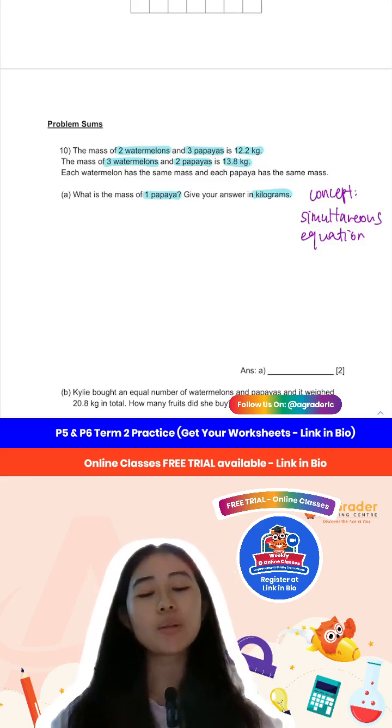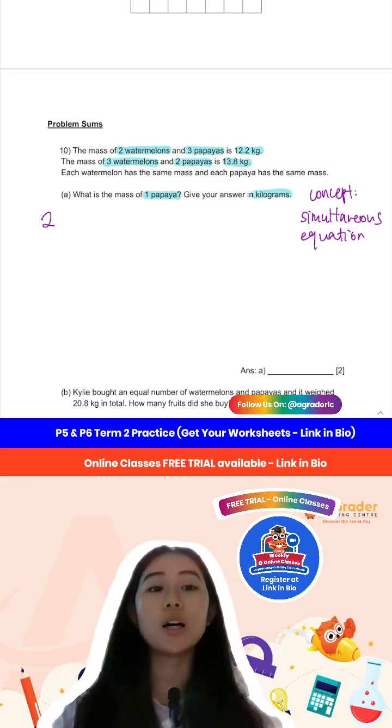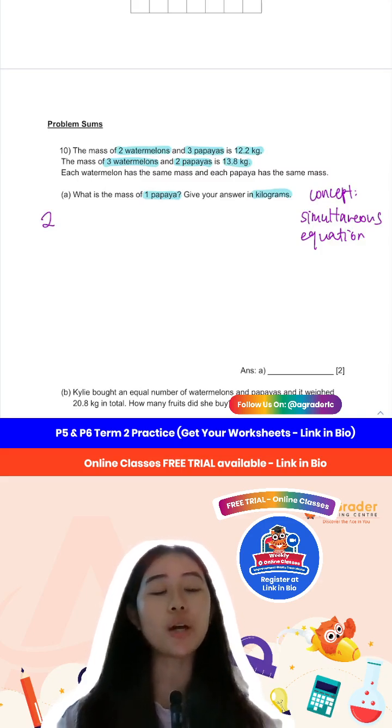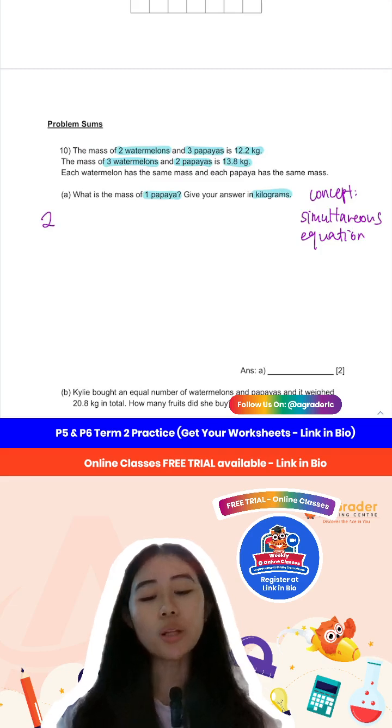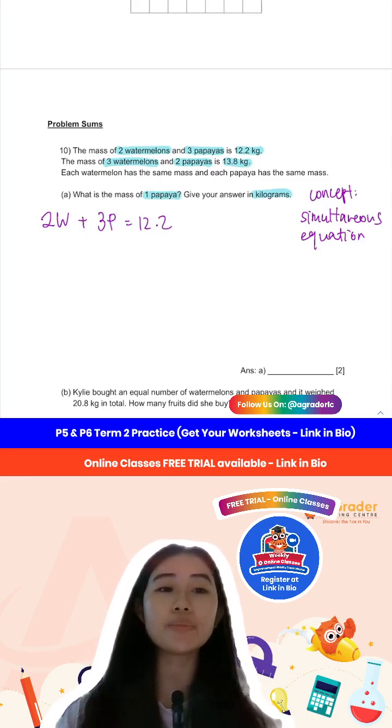Okay, so for simultaneous equation, what you're going to do is write down the information into 2 equations using alphabets to represent the item. So for example, yes, Meow, you're correct. We use alphabets. So 2 watermelon, I will write 2W. Then I'm going to plus 3 papaya, which is 3P. You will get 12.2 kg for this. So this is your first equation.